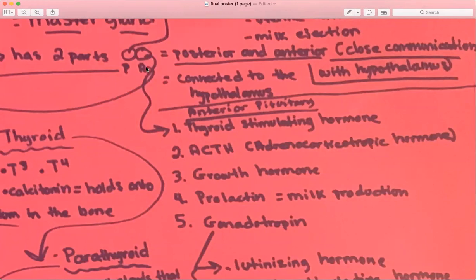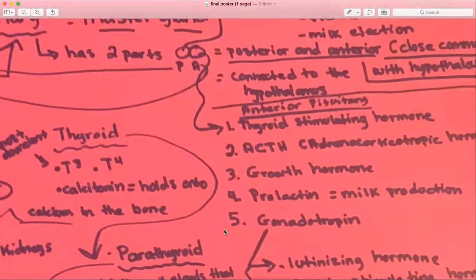The anterior part of the pituitary gland then matches up, if you look at all of these: thyroid, ACTH, growth hormone, prolactin, and gonadotropin. Do you like how I can say no words, but I can say all these words?